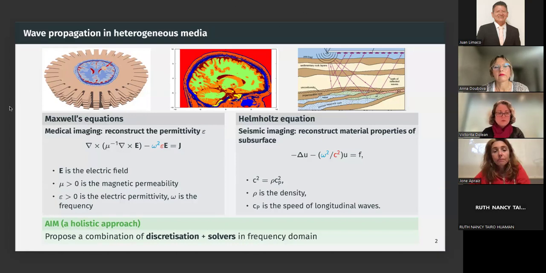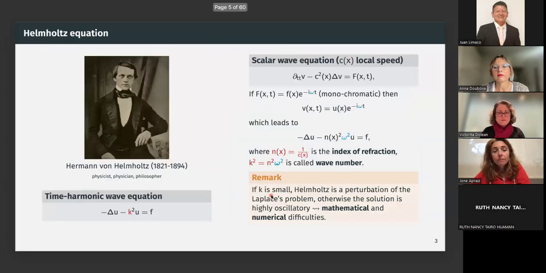So what is the Helmholtz equation? Probably you know, it's also known as the time-harmonic wave equation. This comes from a scalar wave equation where c is the propagation speed, where we suppose, for example, that the right-hand side is monochromatic, that means it has this dependency on time. We can also prove that the solution is also monochromatic. So we can transform this scalar wave equation into this Helmholtz equation, where u is now the complex amplitude of the field v.